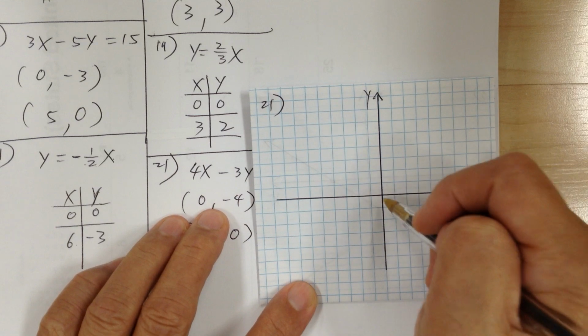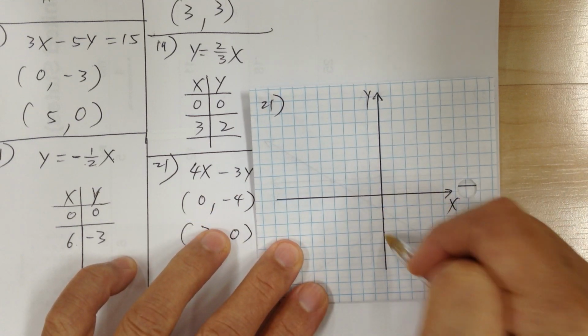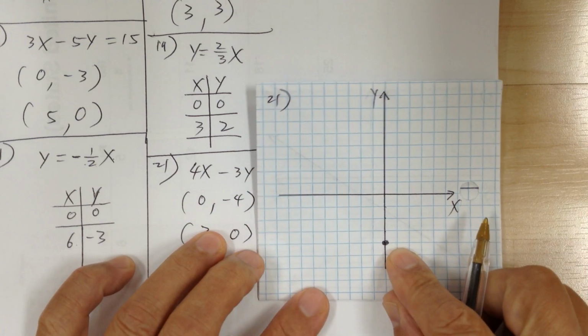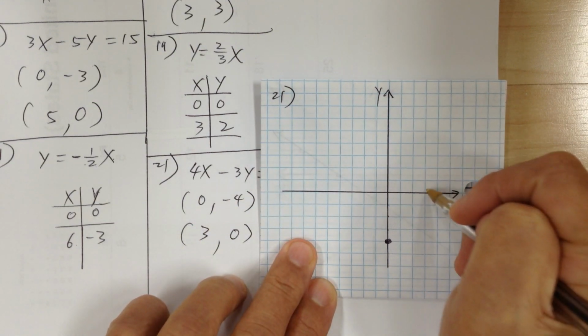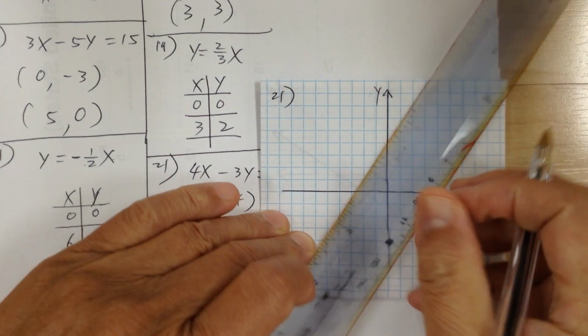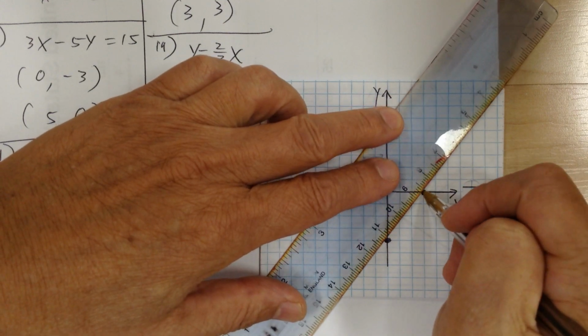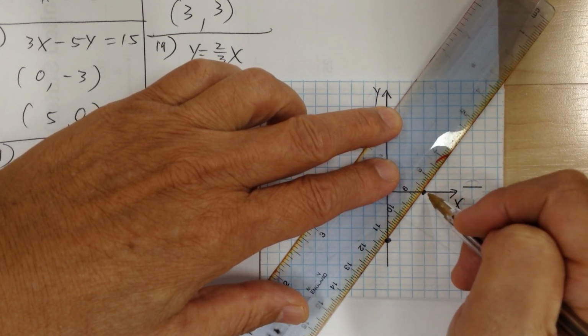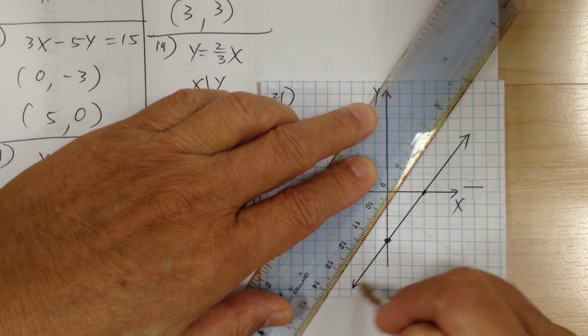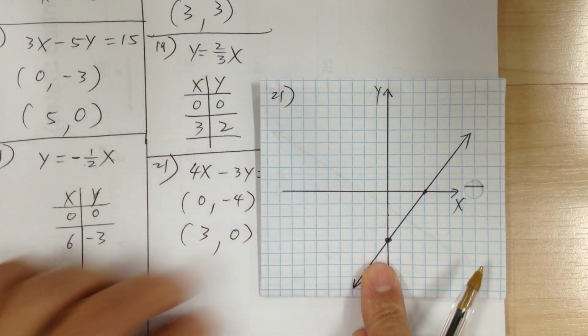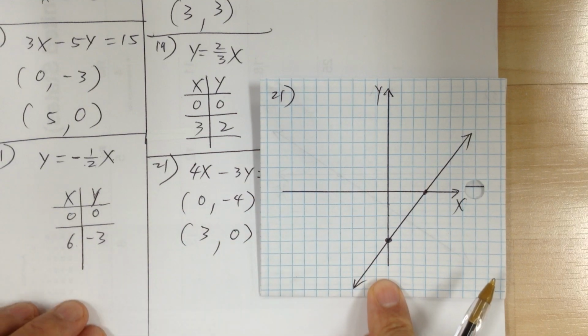So first point is 0, negative 4, 1, 2, 3, 4. So that's your 0, negative 4. And then the next point is 3, 0. So 1, 2, 3, 3, 0. And then that's the graph for number 21.